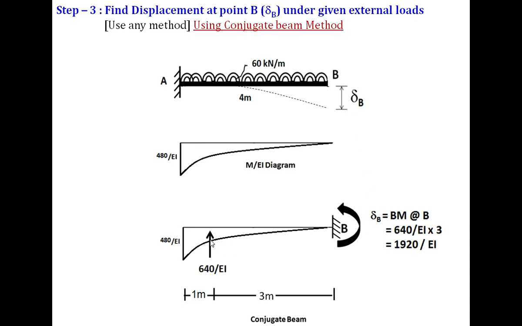Now the area of this parabola is 1/3 BH, which comes out to be 640 by EI, and it will act at B by 4 here and 3B by 4 here. Since B is 4, this will become 1 and this will become 3. So the bending moment at this point is equal to 640 by EI into 3, which comes out to be 1920 by EI, that is delta B.